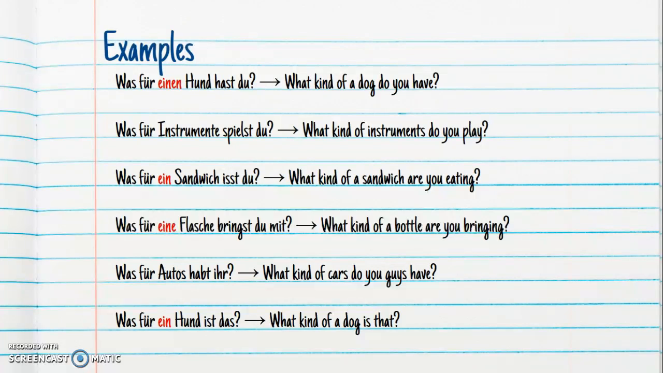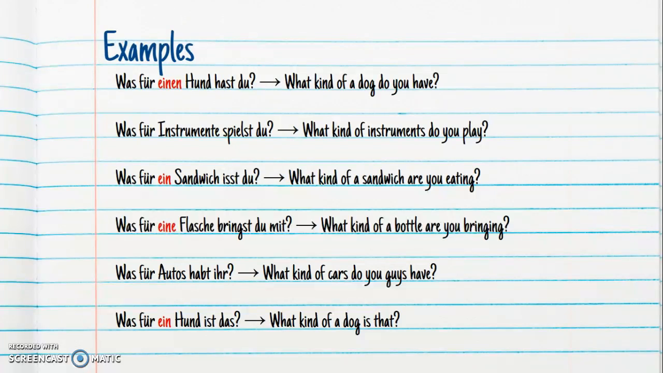Next one, was für eine Flasche bringst du mit? This time it is again accusative. The bottle, Flasche, is what you are bringing. Right, but this time, again, no change because it is feminine. Our next one down, was für Autos habt ihr? What kind of cars do you guys have? Plural, so no article. And then, was für ein Hund ist das?